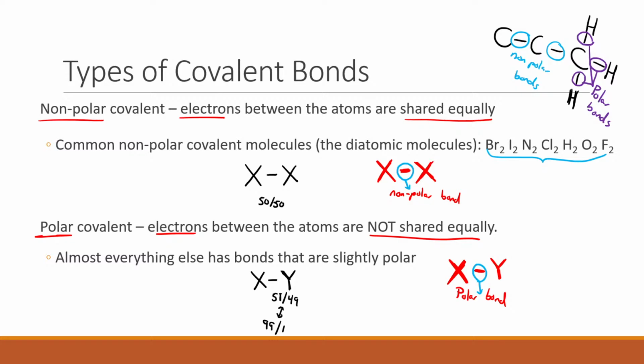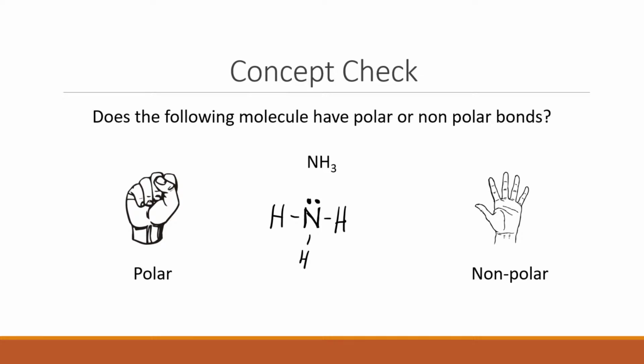Let's look at some examples and see if we could identify if the bonds in these molecules are polar or nonpolar. Looking at NH3, are the bonds in NH3 polar or nonpolar? A on the left, B on the right.